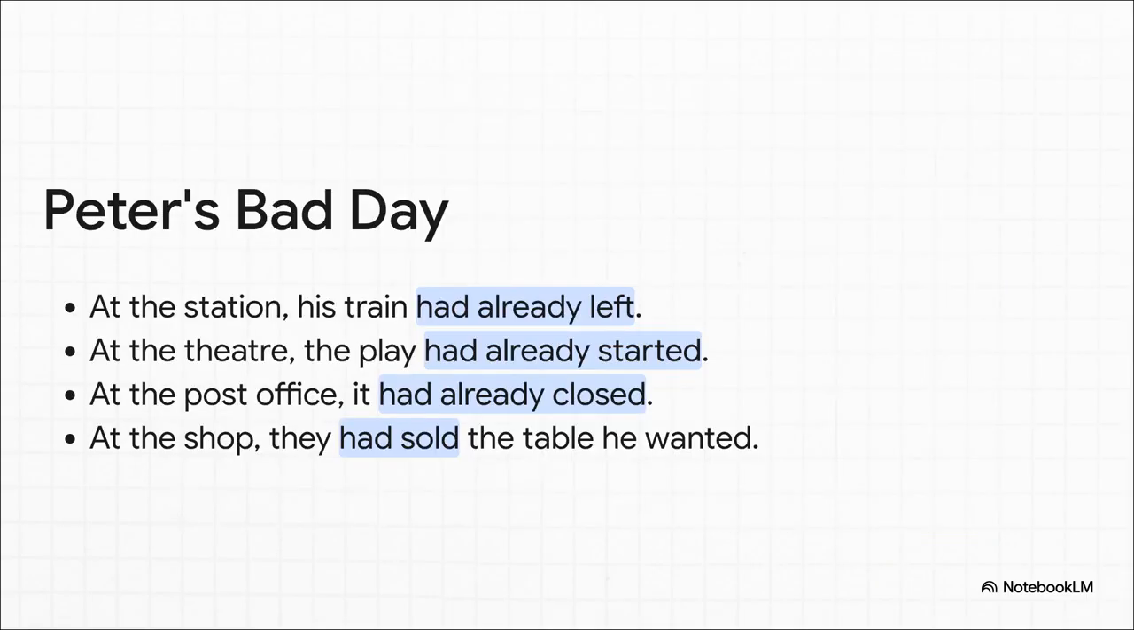He gets to the station, but nope, his train had already left. He hustles over to the theater, but you guessed it, the play had already started. He tries the post office, thinking maybe he can salvage the day, but it had already closed. Finally, he goes to the furniture shop only to find out they had sold the one table he wanted. In every single case, the past perfect shows us the frustrating thing that happened before he even showed up.